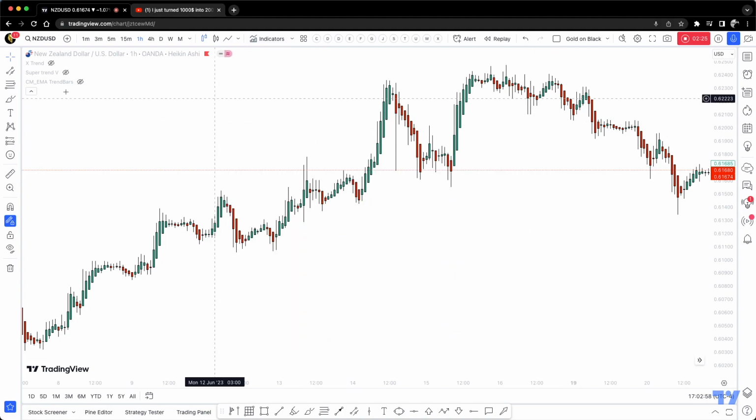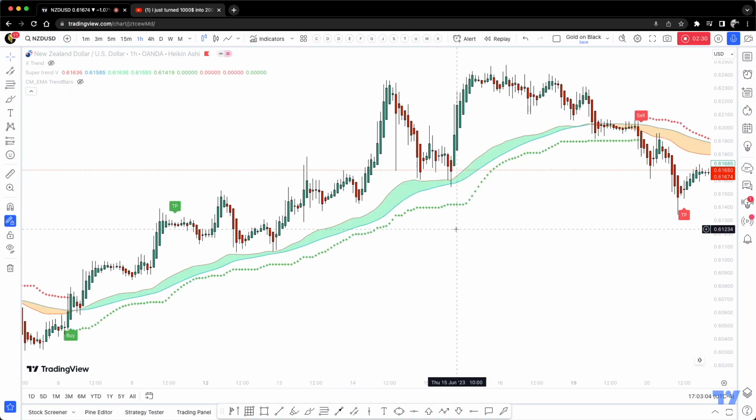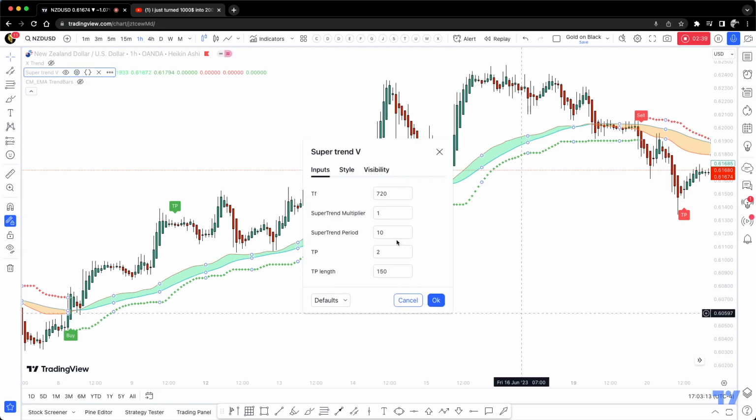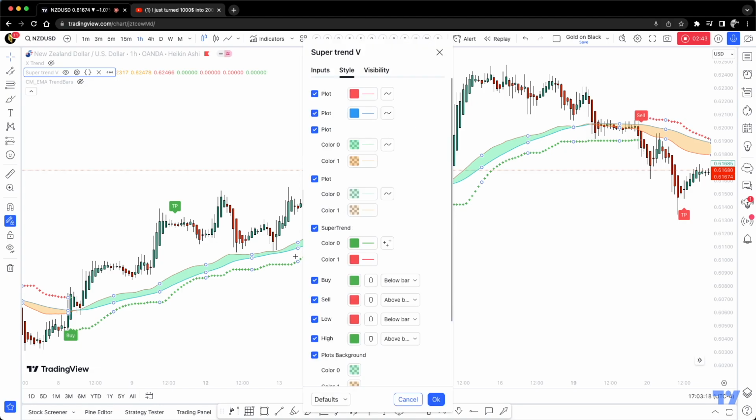Now, once you have it on the chart, it's going to look something like this, right here. We're going to be changing a couple of things, just a few, not too many, and we're going to leave the rest as it is. We're going to be removing these dots right there. I don't like those dots. And it's up to you.